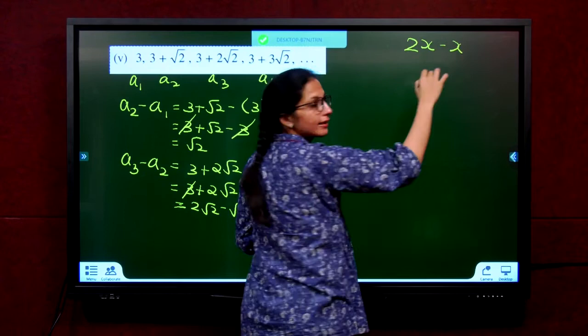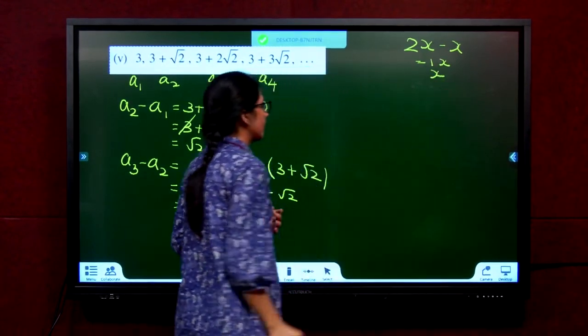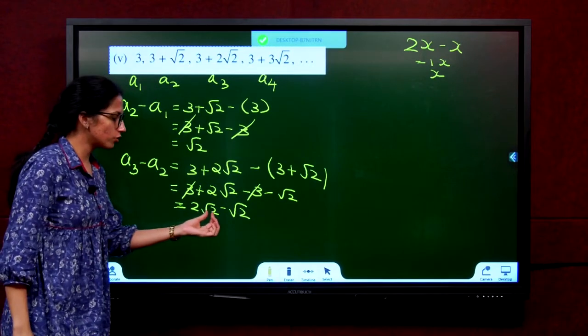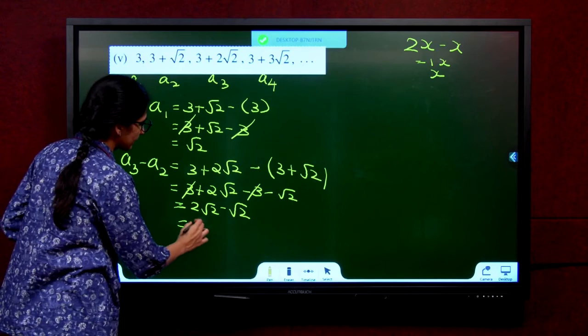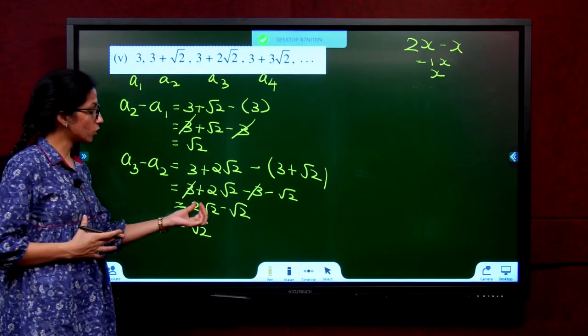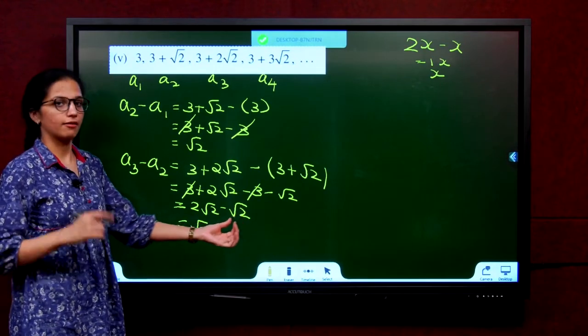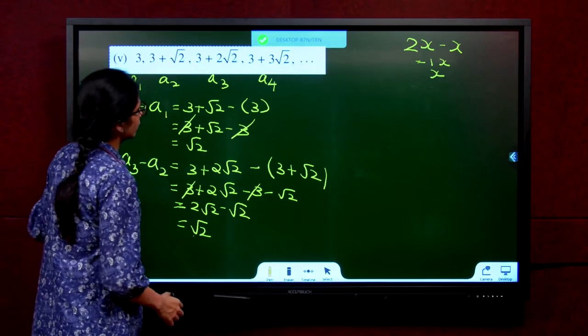2x minus x. How much? 1x, or just x. Just like that, 2 root 2 minus root 2, I can simply say x, or root 2. Or if you can't understand, 2 apples minus 1 apple is 1 apple. Who's the apple? Root 2. A3 minus A2 is done.